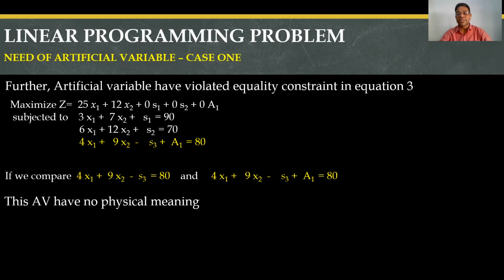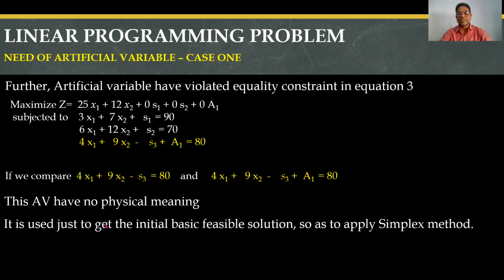Therefore, this artificial variable has no physical meaning. So it is as good as it is not there in the solution. Artificial variable has no physical meaning and it is introduced just to find the initial basic feasible solution, so you can start with the simplex method. So the artificial variable should not appear in the final solution. We will not get any solution where we have an artificial variable in it.